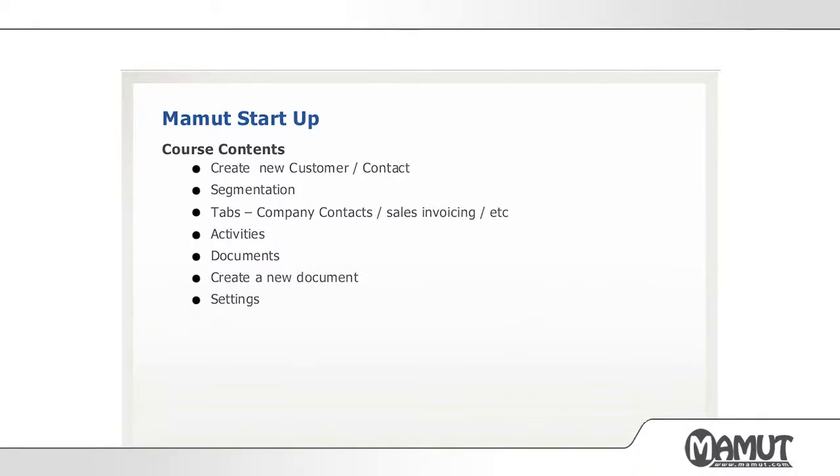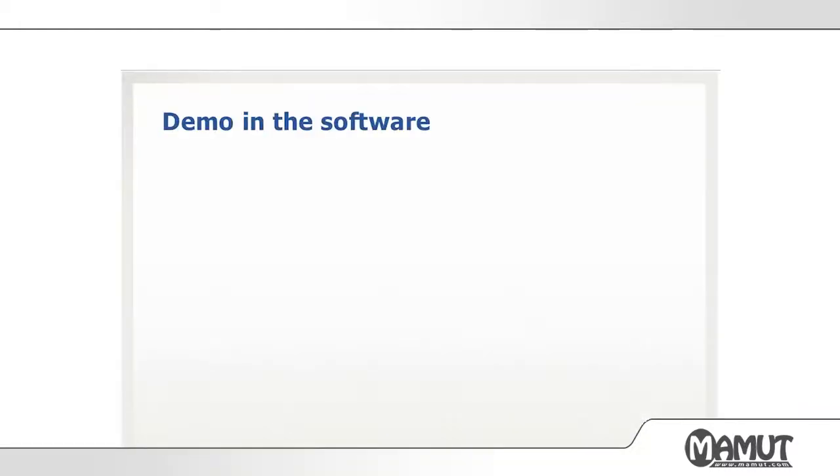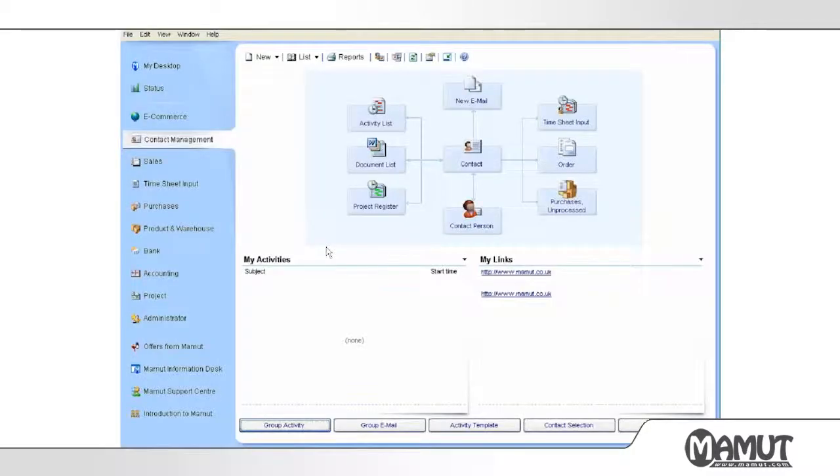Okay, so let's move over to a demonstration in the software. So in just a moment you should be able to see my computer screen as I'm just about to share my application with you. Okay, so hopefully now you should be able to see my computer screen, and we can see that I have clicked into the contact management focus area on the left hand side, and I can see all the things surrounding the contact, which is right in the center.